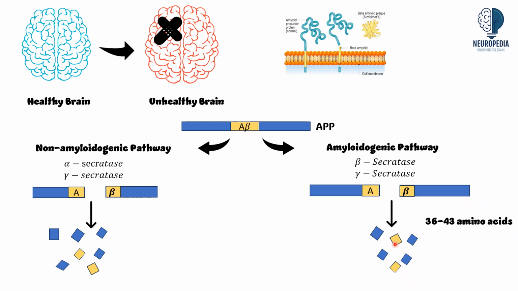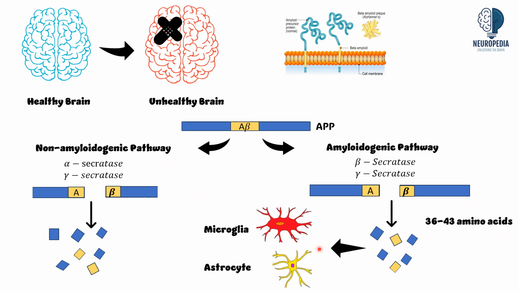This amyloid beta is normally broken down in the brain through phagocytosis by microglial cells and by receptor mediated internalization by astrocytes. The protease neprilysin is also important in the degradation of this amyloid beta.